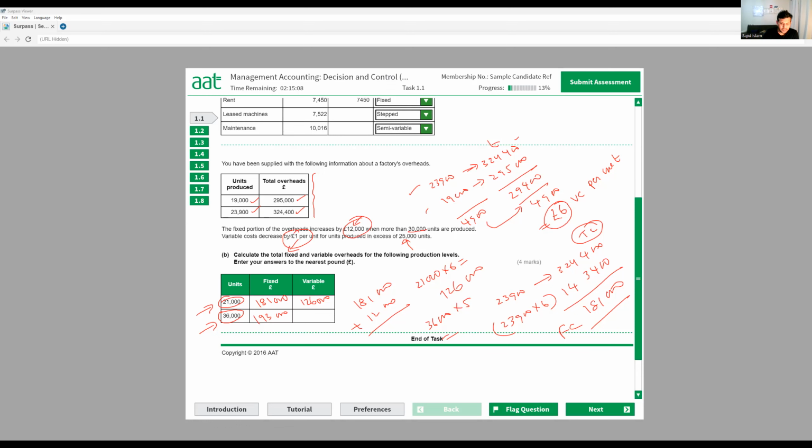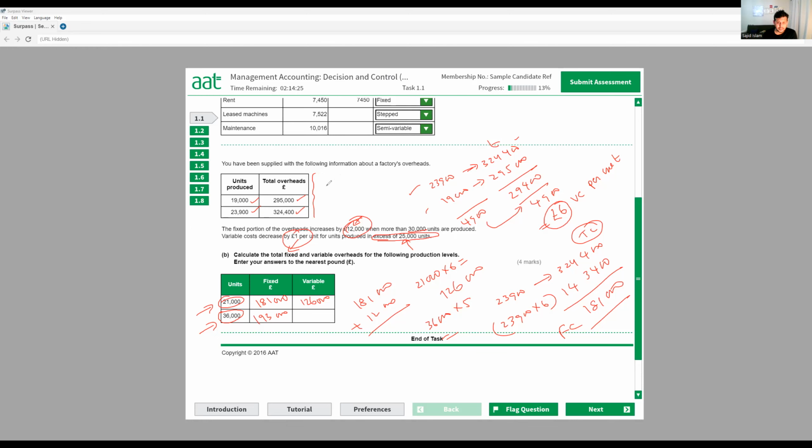But we need to be careful about one thing. Let's check the question again. We have fixed and variable. It says increase by 12, so 181,000 plus 12,000 gives me 193. This is okay. And this one, the variable cost is decreased by 1 per unit for the units produced in excess of 25,000. So you need to be careful with the question. It's not all 36,000 units. Excess of means more than.